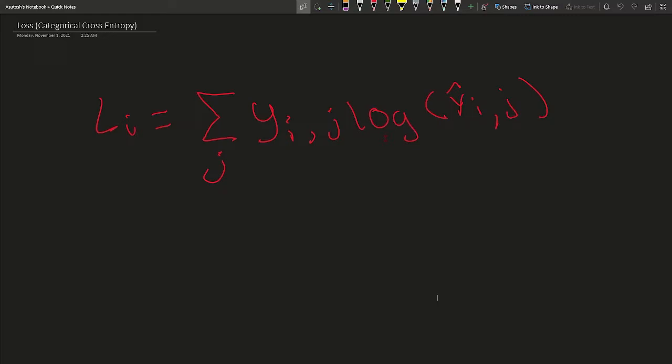Because without loss, how would you be able to quantify the wrongness of this neural network? How would it be able to improve itself without knowing how wrong it was, right? So that's why it's important to get loss.